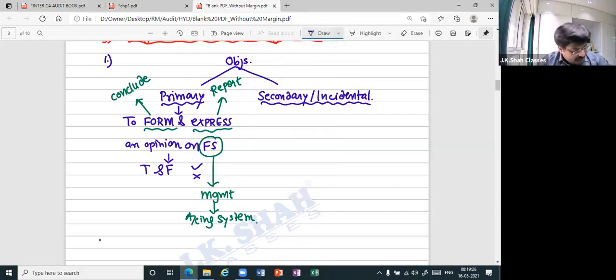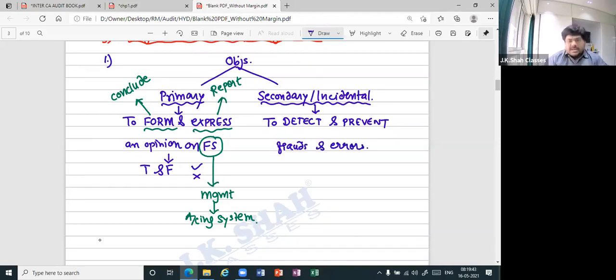Next is secondary. In secondary, what do we have? It is basically to detect and prevent frauds and errors. Now, luckily, we have known what is fraud and what is error. Fraud is intentional, error unintentional. So it is the duty of the auditor to detect and prevent frauds and errors.